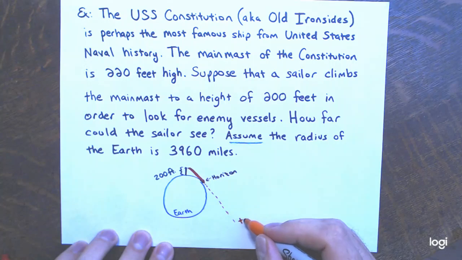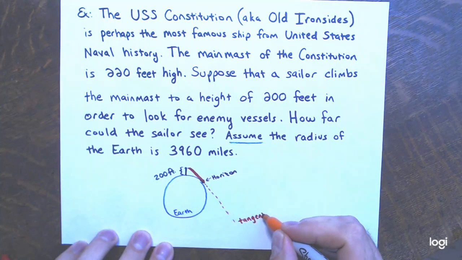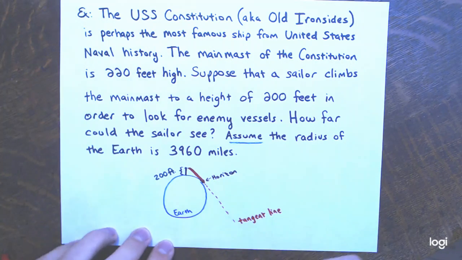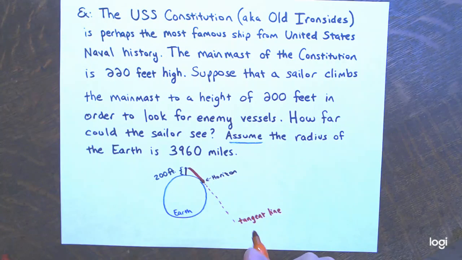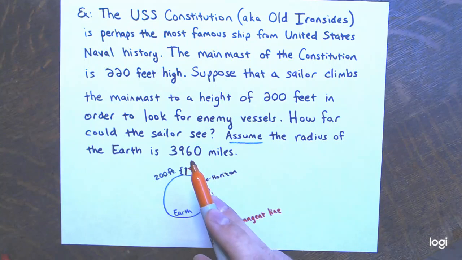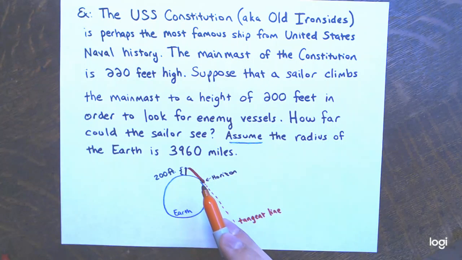This is a tangent line. Your line of sight, when you look out at the horizon, is actually a line tangent to the Earth. It touches at that point where the sky meets the Earth, where the sky meets the surface, at that one point. Your line of sight is forming a tangent line to the surface of the Earth.